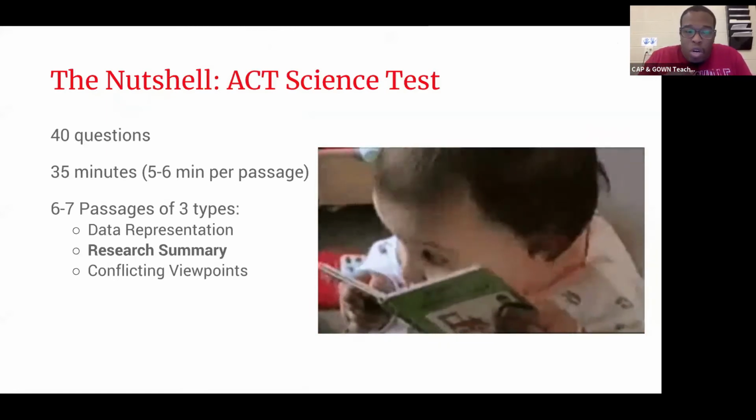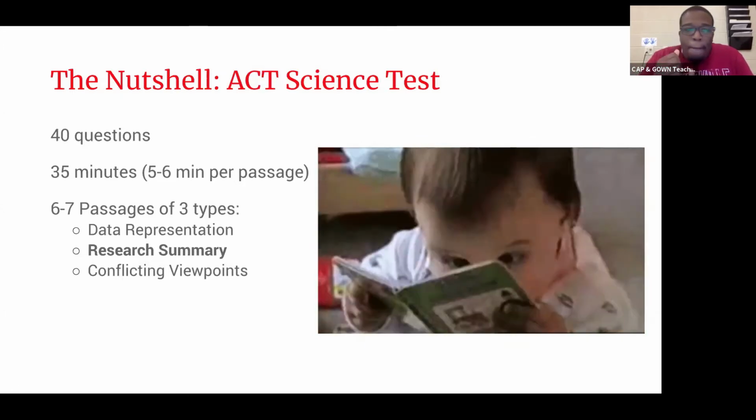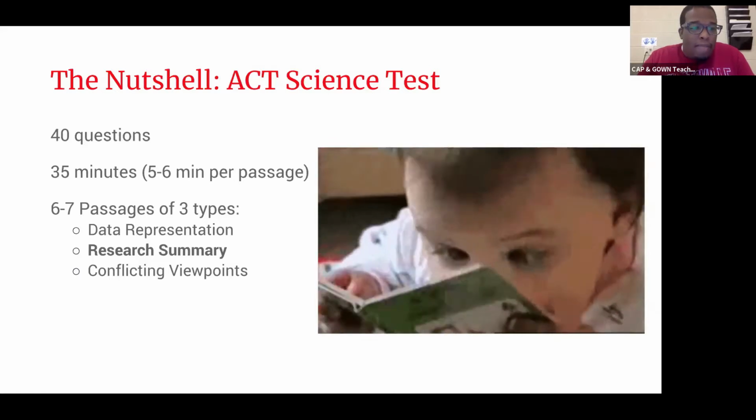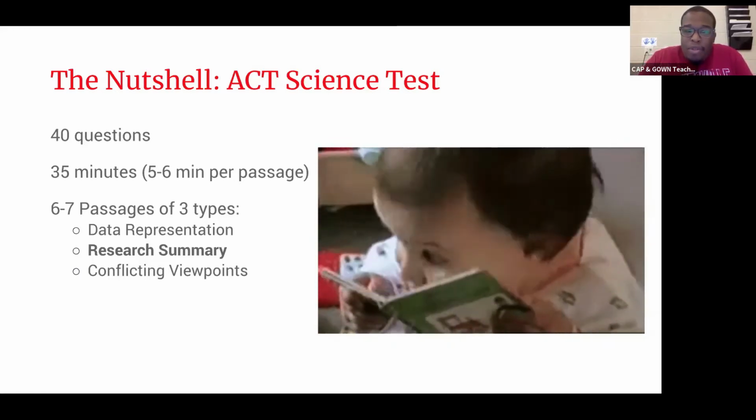We know it's 40 questions in 35 minutes. So it's going to give us about 5 to 6 minutes per passage to make it through, which is 6 to 7 passages. There are going to be 3 types.